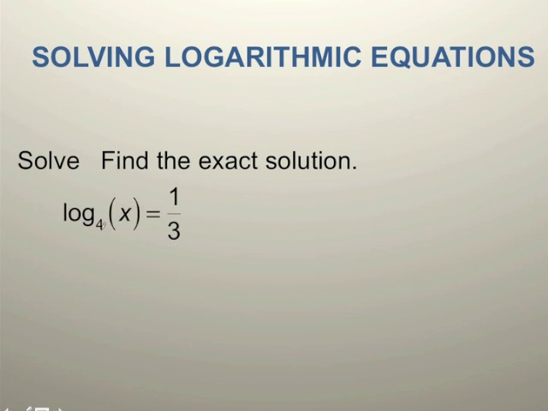We have log base 4 of x equals 1/3. So that means in exponential form, x equals 4 to the 1/3, or the 3rd root of 4. And this is my exact solution. If I grab my calculator and calculate the cube root of 4, I'm going to get a decimal approximation. And so that is just an approximation. This is an exact solution.